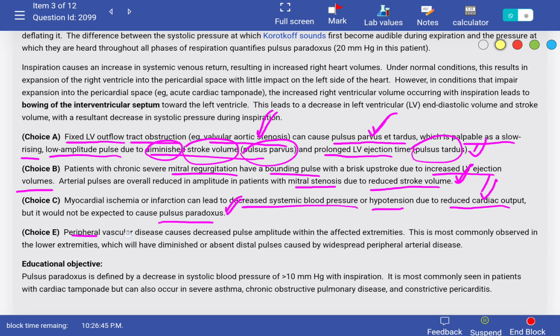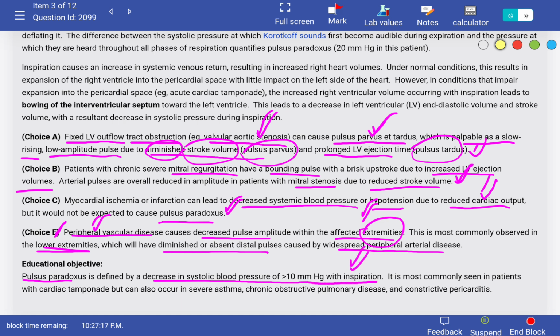Why not option E, peripheral vascular disease? It causes decreased pulse amplitude within the affected extremities. This is important, right? It is most commonly observed in the lower extremities, with diminished or absent distal pulses caused by widespread peripheral arterial disease. So pulsus paradoxus is defined by a decrease in systolic BP greater than 10 mm of mercury during inspiration, most commonly seen in patients with cardiac tamponade. This is important, but it can also be seen in severe asthma, COPD, and constrictive pericarditis.